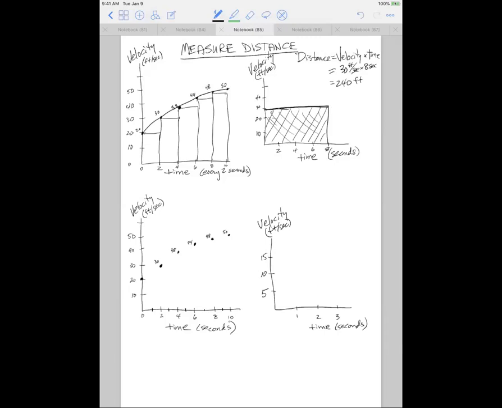Well, let's take a look at this. So it would be the area under each of these rectangles added up. So the distance traveled is equal to 20 times 2 plus 30 times 2 plus 38 times 2 plus 44 times 2 plus 48 times 2. You could factor a 2 out and just add up those numbers.